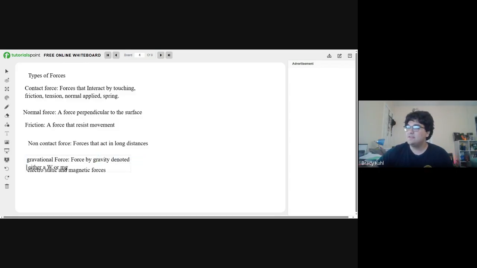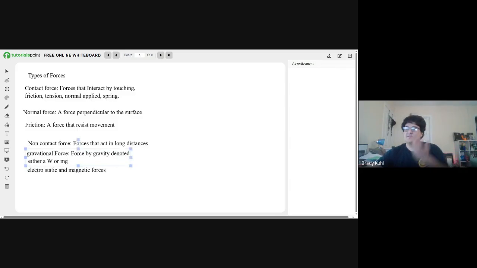And usually we've got gravitational force, which is a non-contact force, and then we've got electrostatic and magnetic forces. They're also non-contact forces. But you see that in physics too, or any form of physics or chemistry, because electrostatic involves how electrons interact.